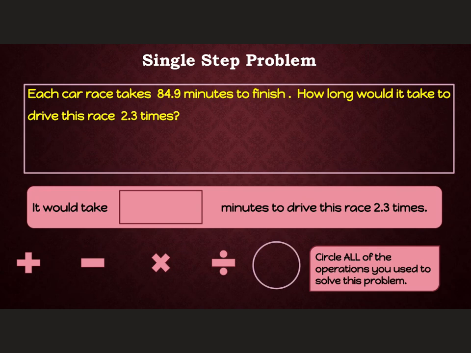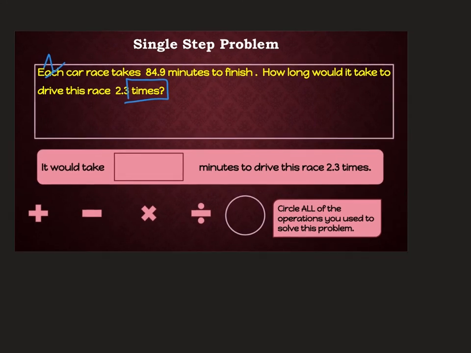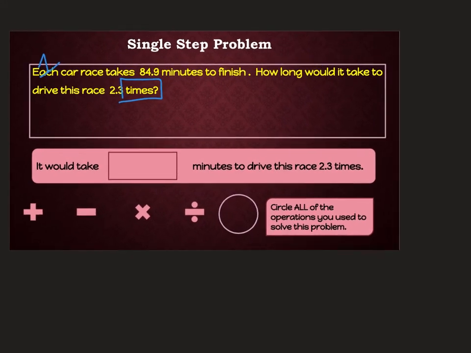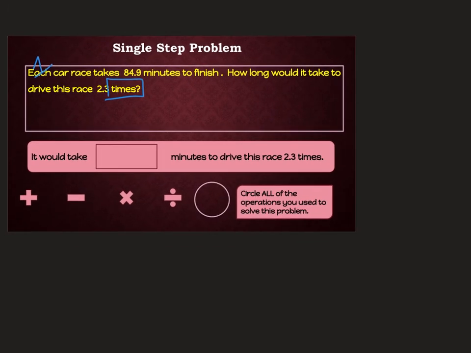Let's look at the problem. Each means 1, so one car race takes 84.9 minutes to finish. How long would it take to drive this race 2.3 times? And this is the key here, this word times, right? It's telling me to multiply. And also, even if I did my get strategy, I would know that I'm looking for a total, right? Or the total time it would take to finish. And this is multiplying a decimal, so I'll help you set this one up.